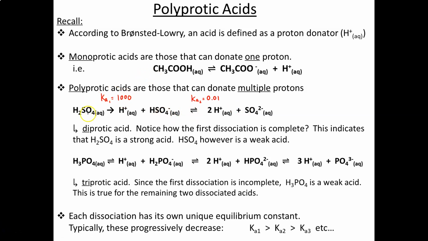So when H2SO4 dissociates, we call this the first dissociation constant, Ka1. Notice how Ka1 is a very large number because we know that this will completely break up. On the other hand, the second dissociation constant, Ka2, is much smaller than Ka1. So going from HSO4 into SO4, that's very unlikely to occur.